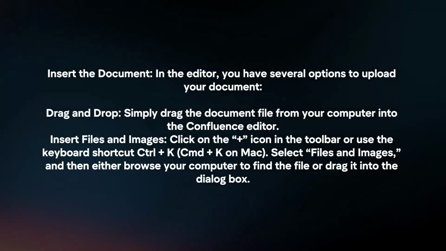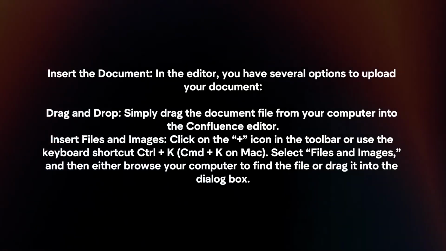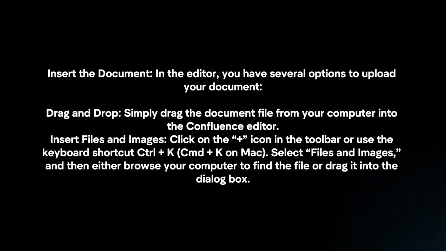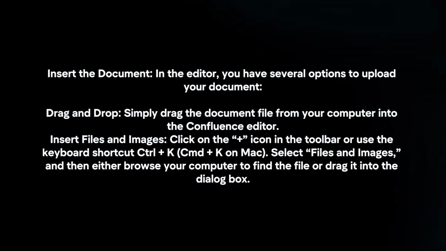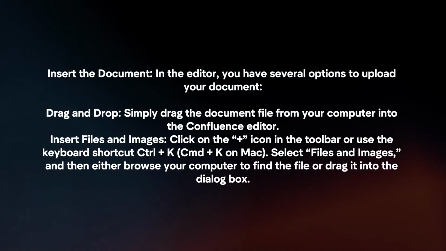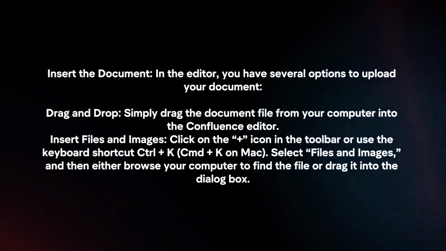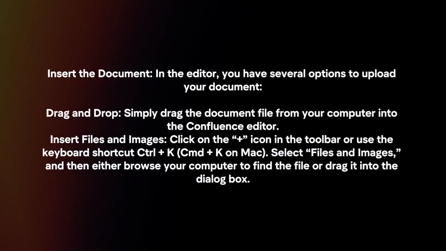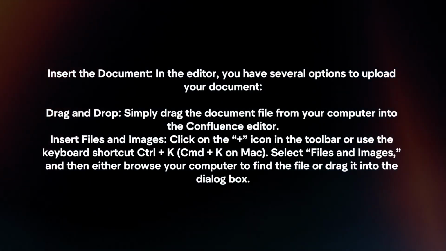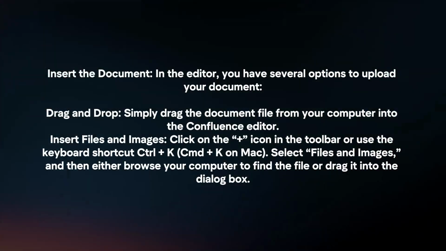Insert the document. In the editor, you have several options to upload your document. Drag and drop. Simply drag the document file from your computer into the Confluence editor. Insert files and images. Click on the plus icon in the toolbar or use the keyboard shortcut Ctrl+K. Select Files and Images and then either browse your computer to find the file or drag it into the dialog box.